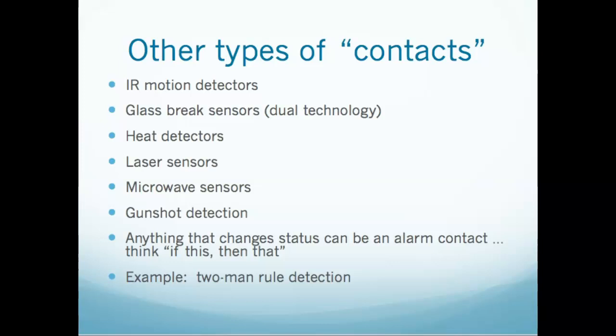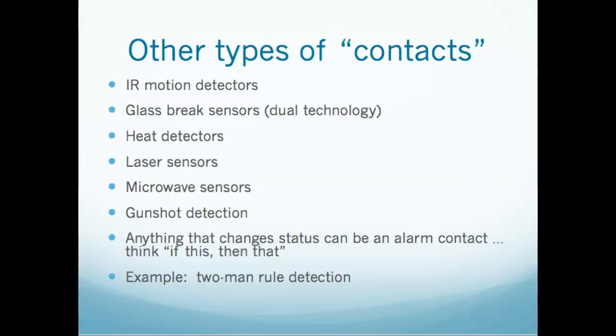There are ground drop sensors around nuclear storage areas. When you walk up to the fence, it senses the vibration of you walking up to the fence in the ground. That type of contact. Gunshot detection is a great one now that people are putting in. When the sound of a gunshot is detected, it sends an alarm saying you have a gunshot, and which detector picked it up first will tell you the general area of where it's coming from.